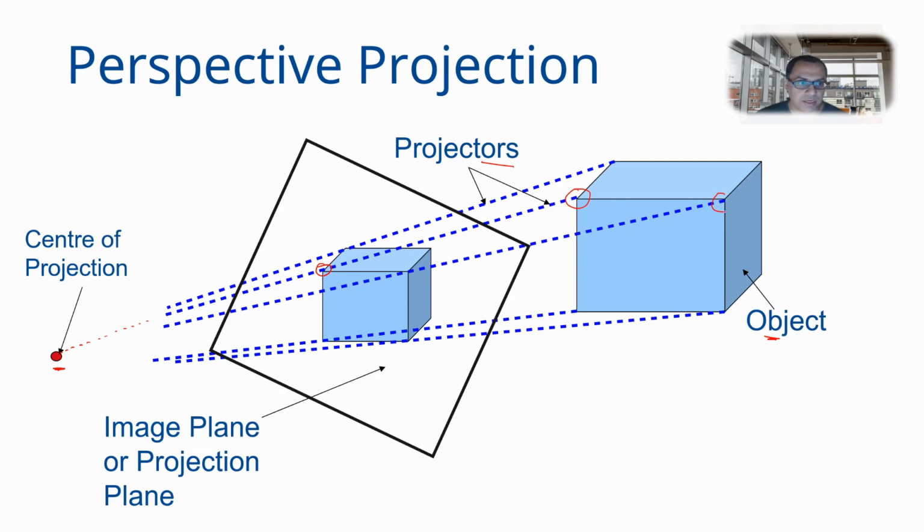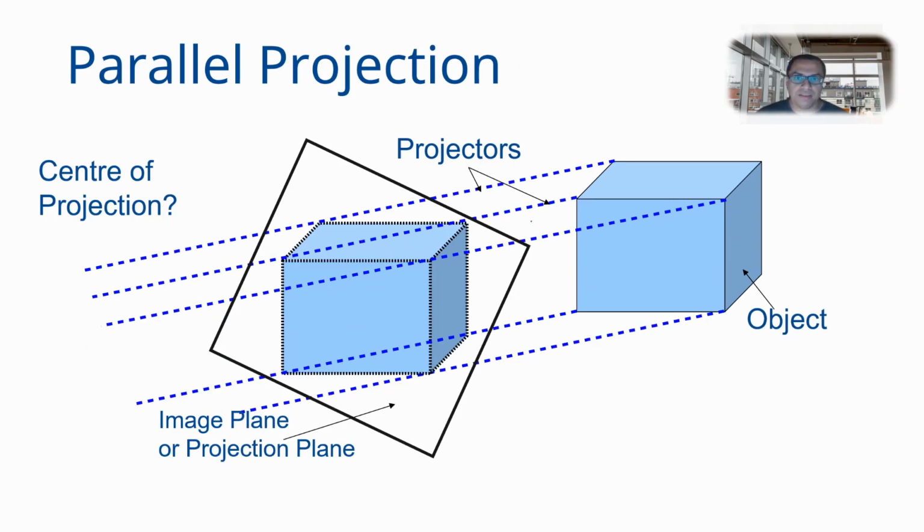So for example, if this is a point in 3D, then the point where the projector intersects the image plane, we get the image of this point. Okay, so this is perspective projection because the projectors converge at the camera center. The camera center, or as we also call it, the center of projection, is at a finite distance from the object. In contrast, for parallel projection, the projectors are all parallel to each other, so they do not appear to converge at any point.